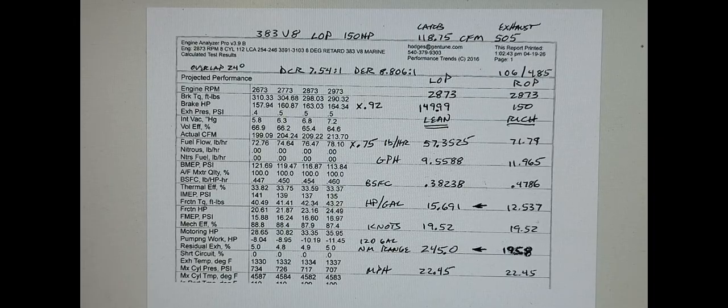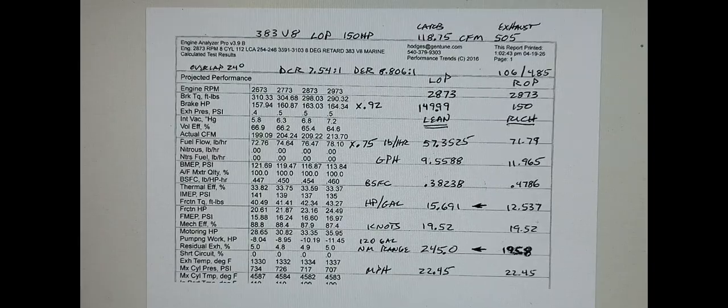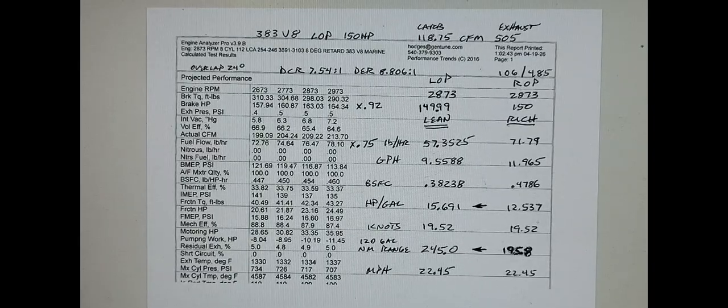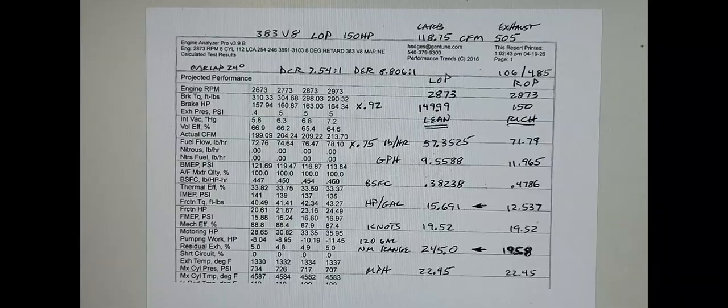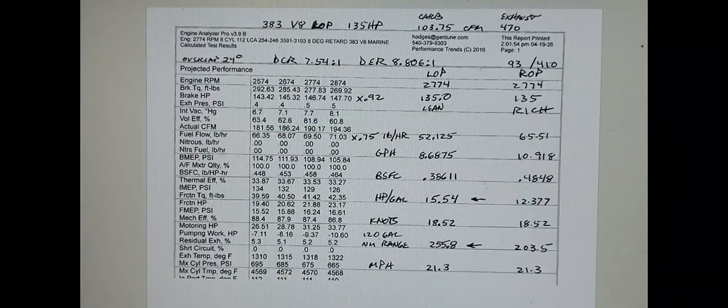BSFC is 0.38238, which is comparable to a diesel, and horsepower per gallon is 15.69 horsepower per gallon. The range has now gone up to 245 nautical miles.